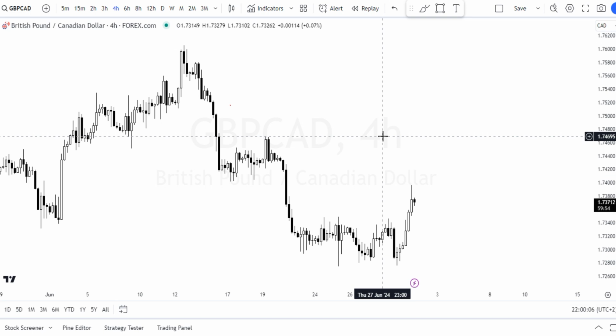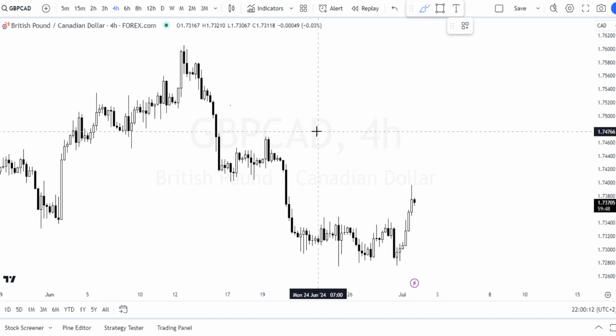Many of you ask me how to find the best order blocks. In order to find the best order blocks, you have to understand some fundamental things behind order blocks.